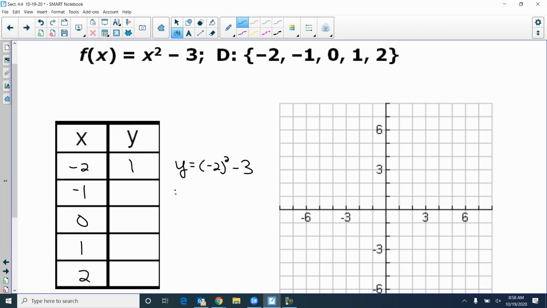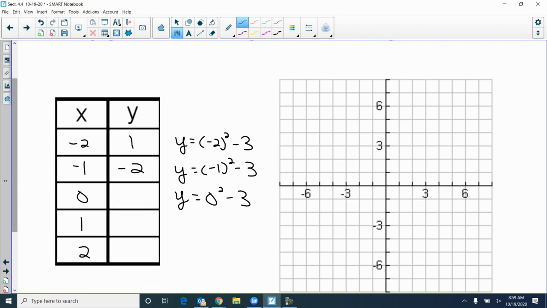And then the next one, I could just use the Y for the F of X, but it would be the same thing. So -1 squared minus 3. What does that give us when we're done? Gives me -2. And then Y equals 0 squared minus 3, and that gives me -3. And Y equals 1 squared minus 3 is -2. And then 2 squared minus 3 is +1.